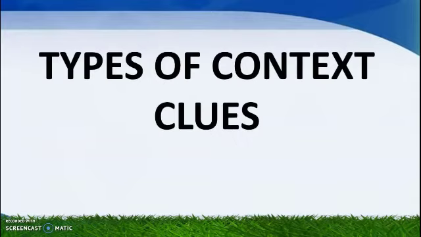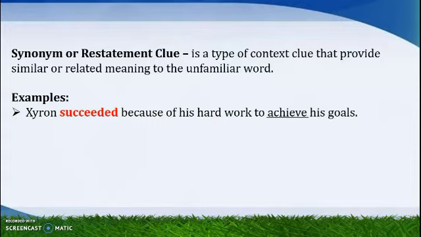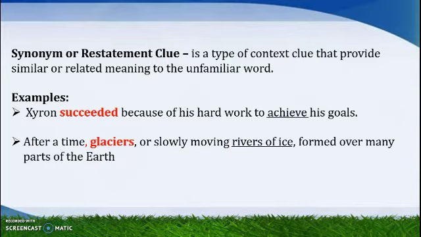There are types of context clues. The first one is the synonym or statement clue. It is a type of context clue that provides similar or related meaning to the unfamiliar word. Let's have some examples. Simon succeeded because of his hard work to achieve his goals. Another one, after a time, glaciers or slowly moving rivers of ice formed over many parts of the earth.